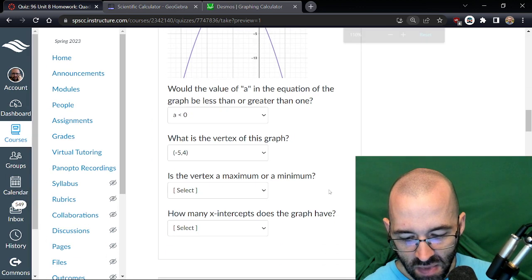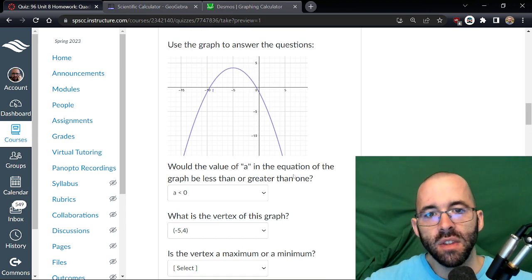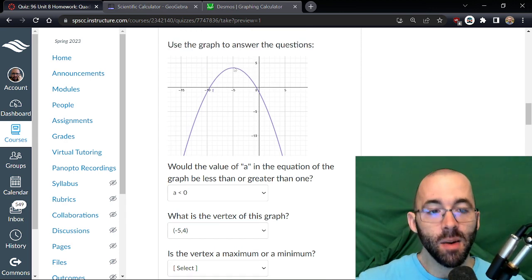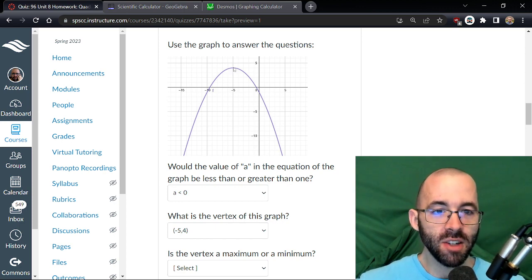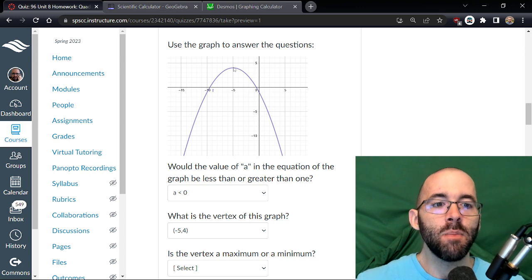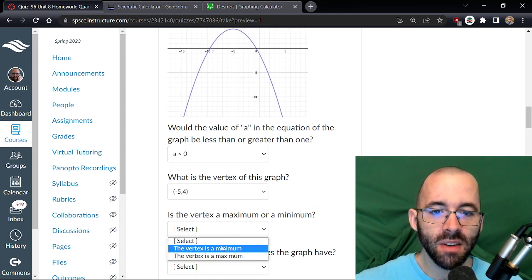Is this vertex a minimum or a maximum? We haven't mentioned that yet. But it's at the top. This vertex is at the top of the parabola. That's going to be the biggest one. That's the biggest part of this parabola. It's going to be a maximum.